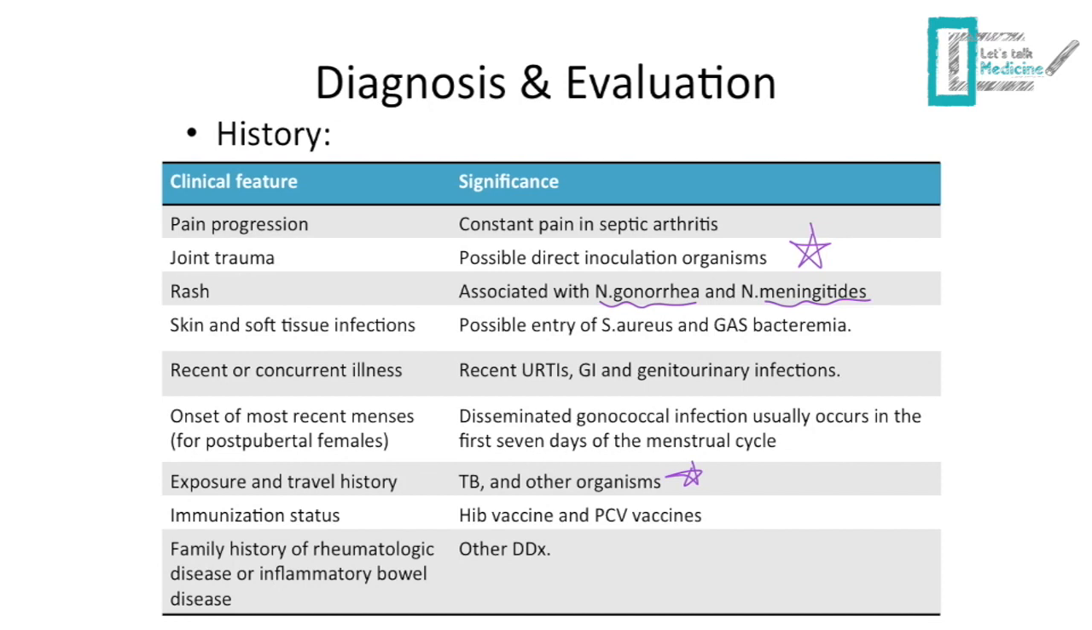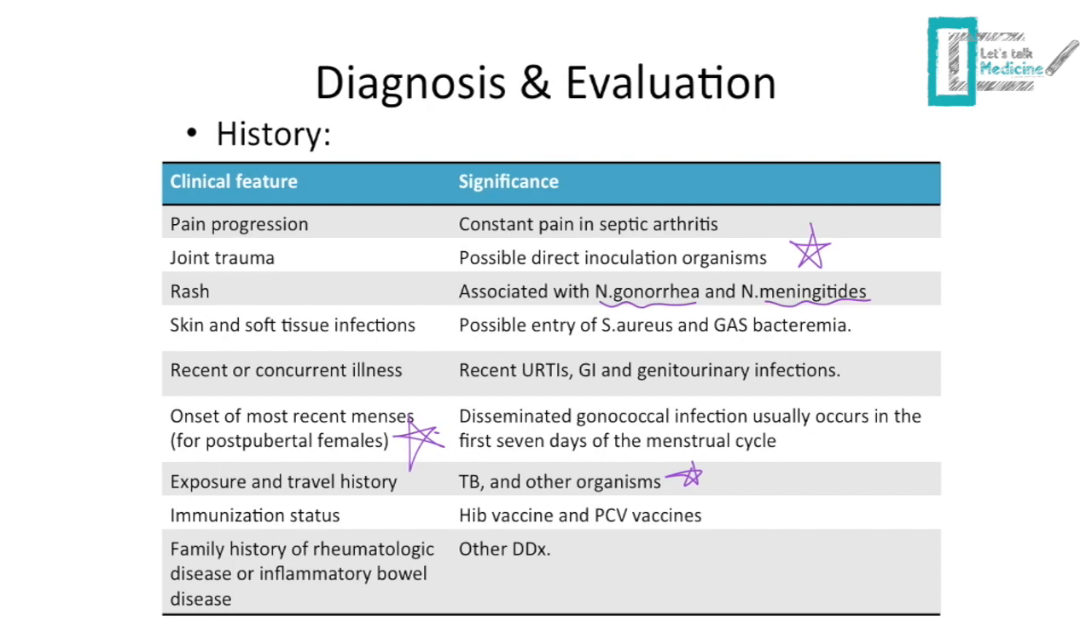Another thing is the onset of the most recent menses, and this is really important in Neisseria gonorrhoeae because it usually presents in post-pubertal females around the menses, usually in the first 7 days of the menstrual cycle. And as we said, the travel history and ingestion of raw milk can indicate TB or brucellosis.